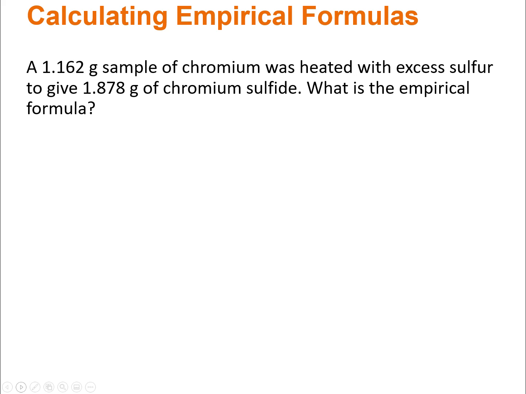The reason we care about empirical formulas is because we can calculate what an empirical formula is for a compound just based on how the compound was put together. So I'll show you what I mean in this example. Let's say that we've got a sample of chromium that was heated with excess sulfur to give a chromium sulfide compound. What is the empirical formula? We can't just assume that it's going to be one atom of chromium and one atom of sulfur. We have to figure it out.